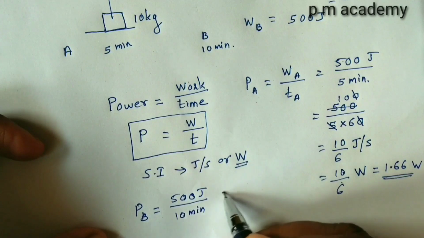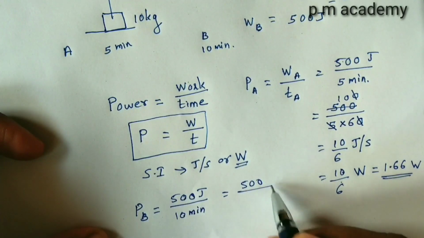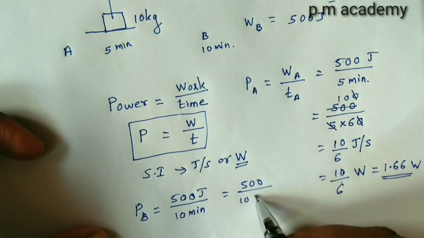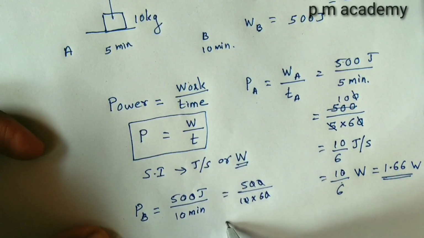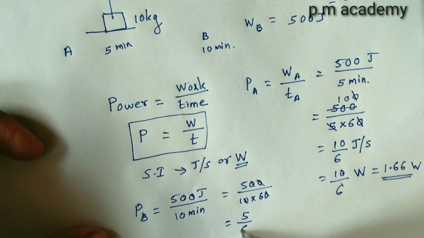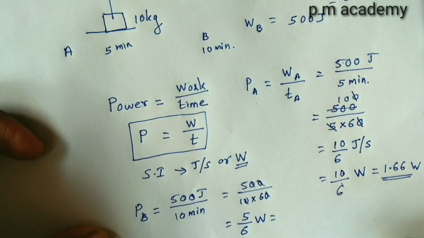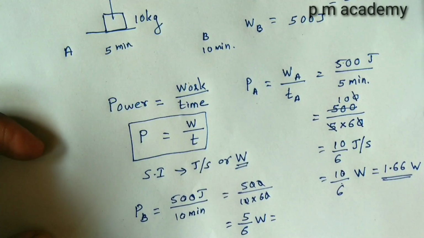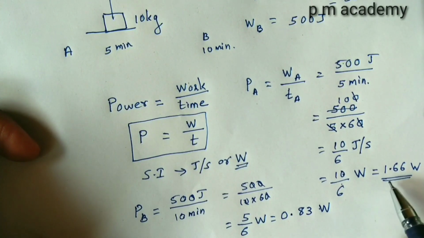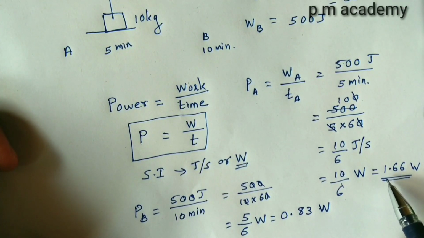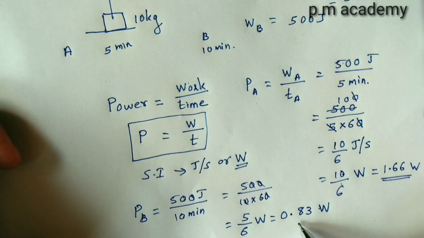10 minutes. That is 500 divided by, to convert minute into second, 10 into 60. That is 5 by 6 watt. Unit of power is watt. That is 0.83 something watt. You can see that the power of A is higher than power of B.